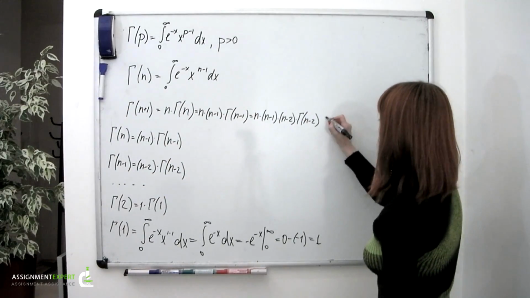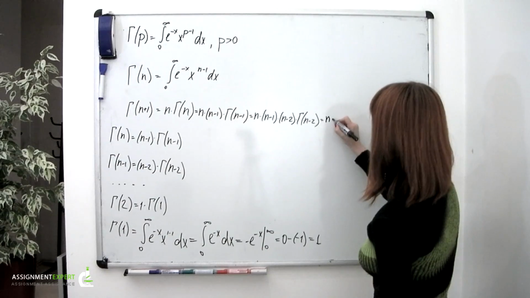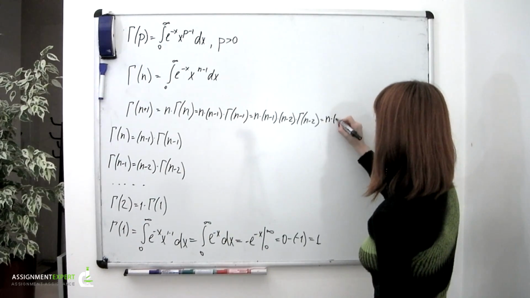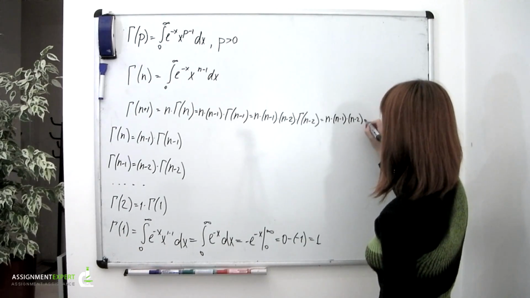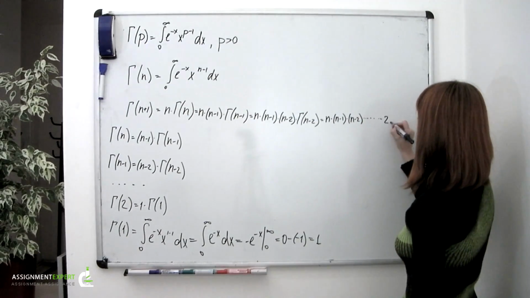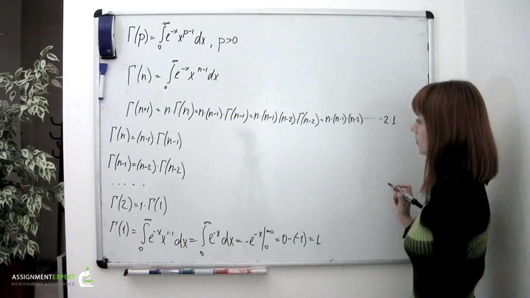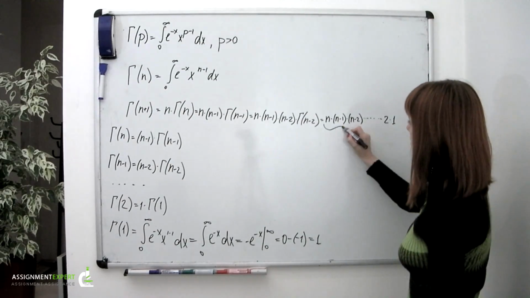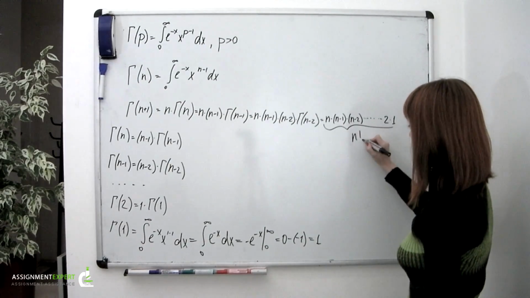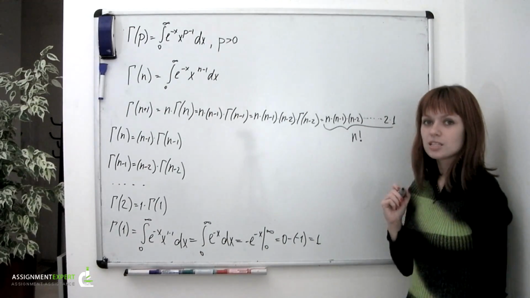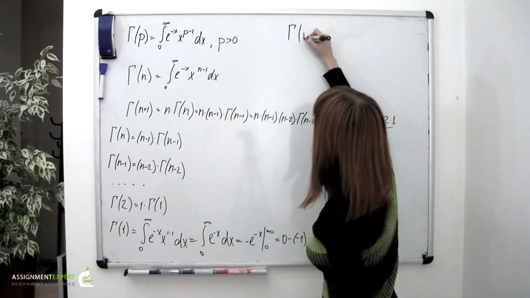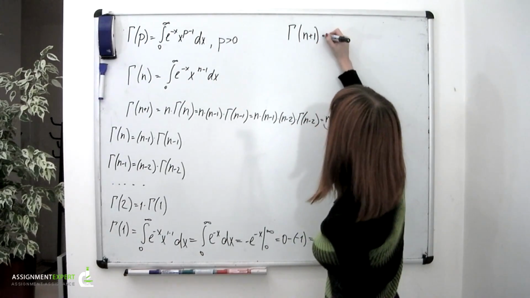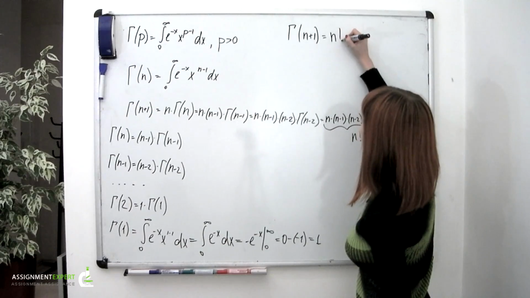So what we'll have here is n times n minus 1 times n minus 2 and so on times 2 and times 1. And this sequence is nothing but n factorial. So we've shown that gamma of n plus 1 equals n factorial.